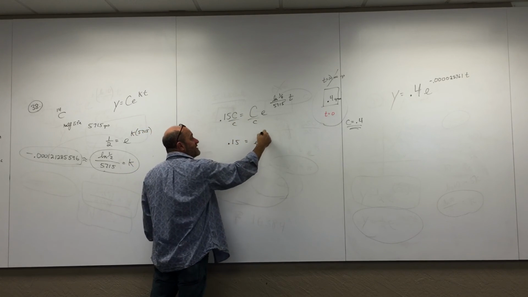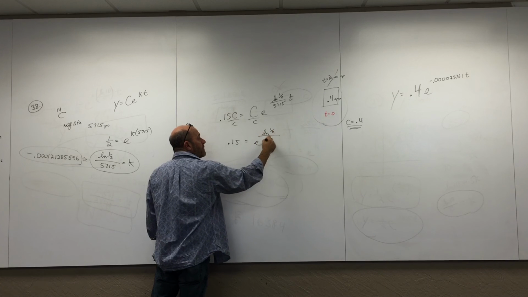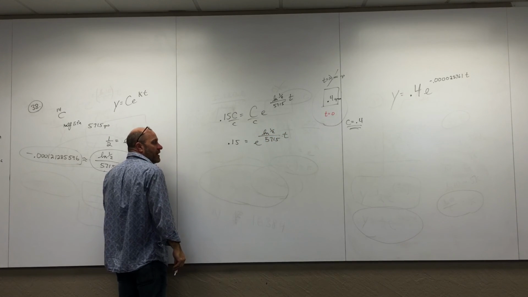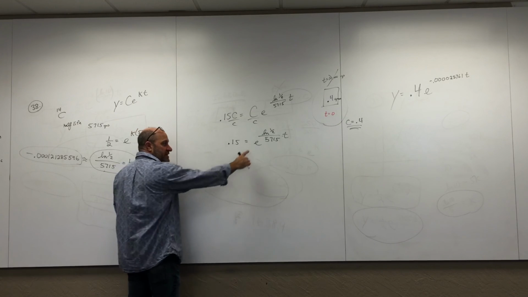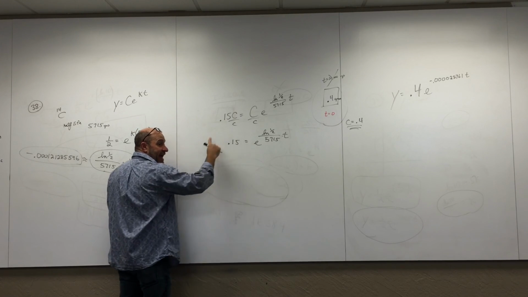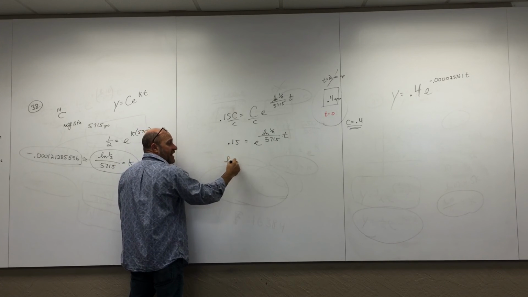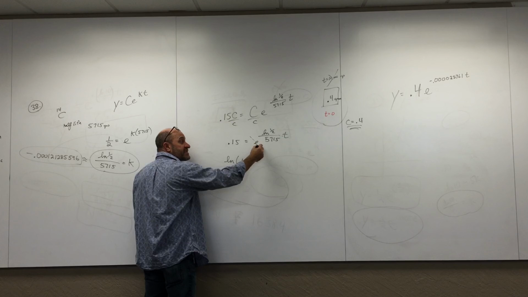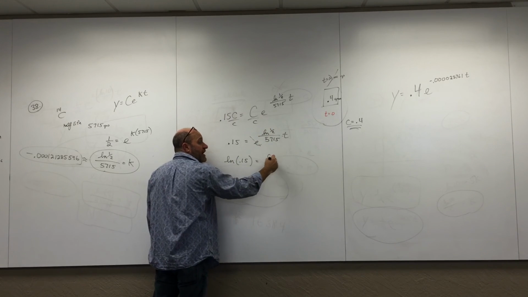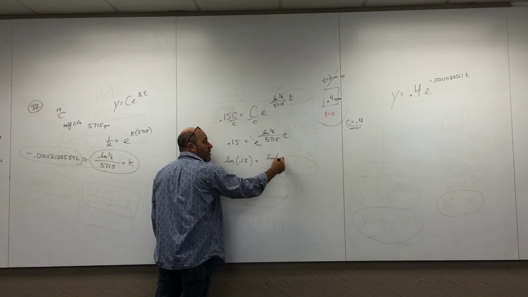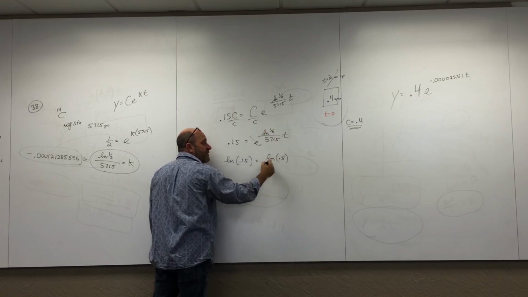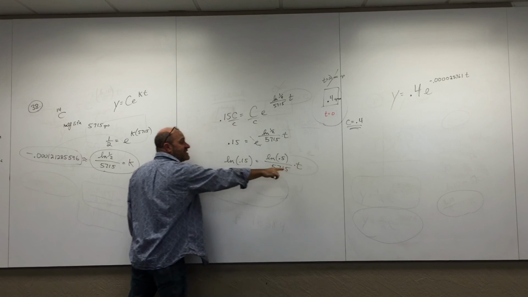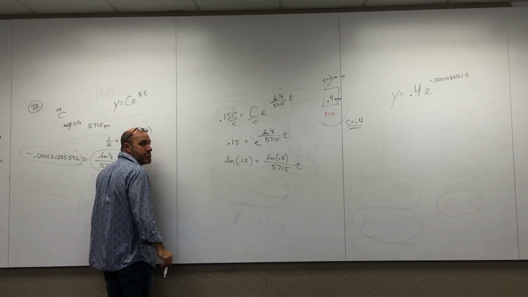0.15 equals e to this natural log of a half. So we would have to ln both sides, right? We would try to get rid of this e by ln'ing both sides. The ln of 0.15 equals, the ln will cancel this e, but it will leave me with this. I'm going to write it like this. I'm going to call that a 0.5, by the way. It's a half. Is that okay with you? All right, all you guys got to do is solve for t.